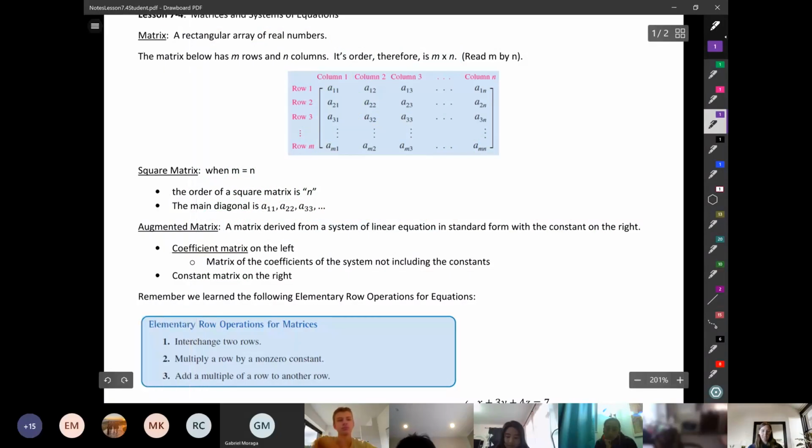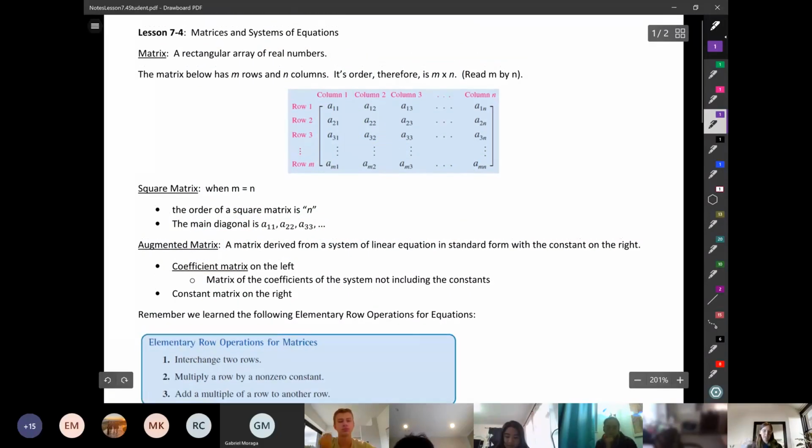So we'll get into some vocabulary. So we have the vocabulary ready to go. And then on Monday, we can start with the examples.